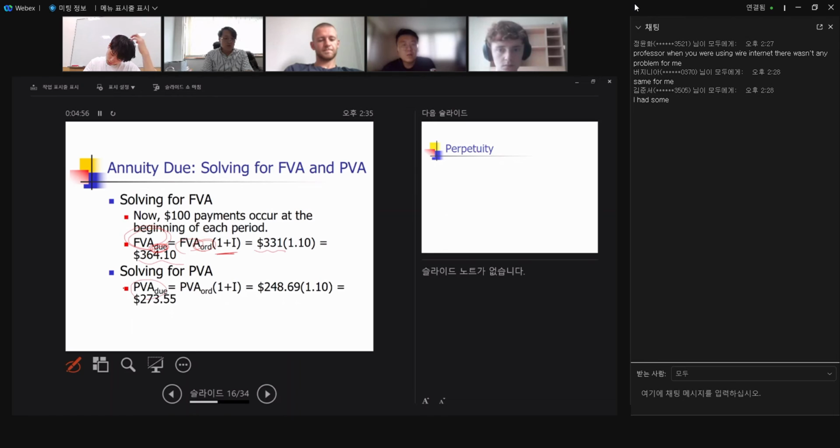So the present value of annuity due is also bigger than the present value of ordinary annuity. We already figured out the present value of ordinary annuity in the previous example. The answer is $248.69, but the present value of annuity due is 248.69 times 1.1, which is 273.55, right? So annuity due is always bigger than ordinary annuity in both the future value of annuity and the present value of annuity.